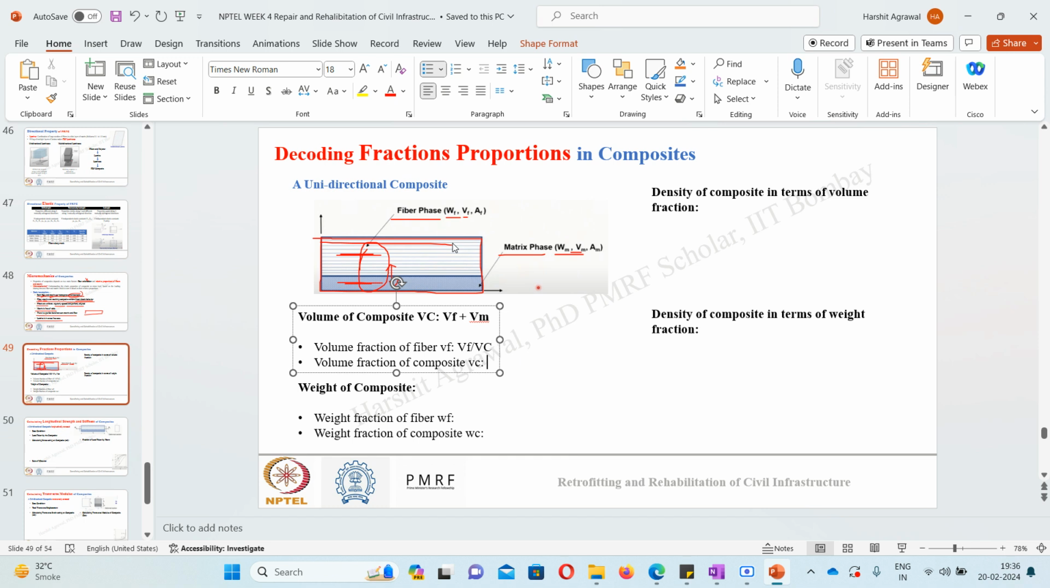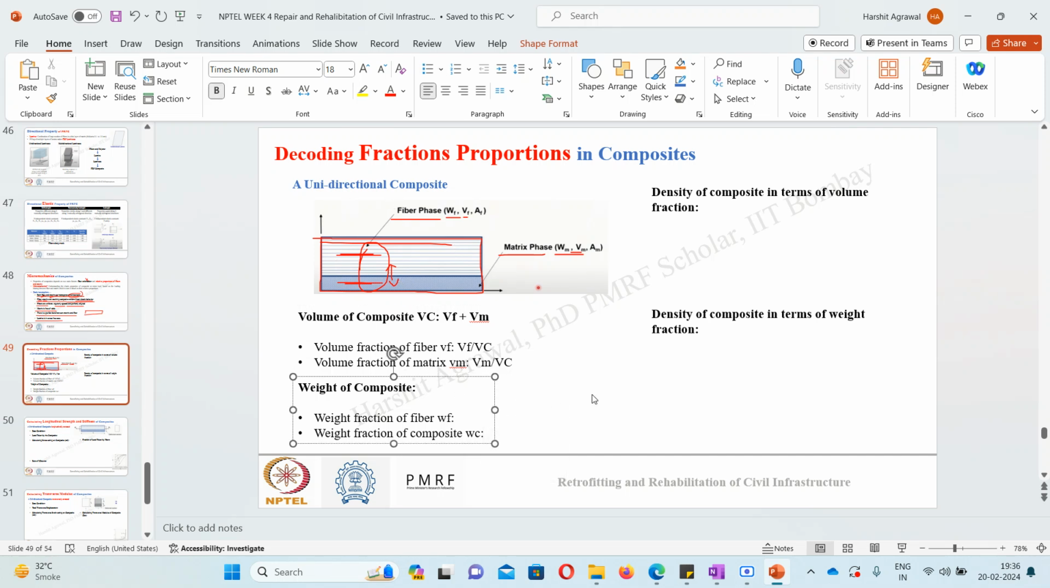Similarly, what is volume fraction? Volume of one part upon total volume. So volume fraction of matrix will be nothing but volume of matrix upon total volume of composite. So it will be nothing but Vm upon capital Vc.